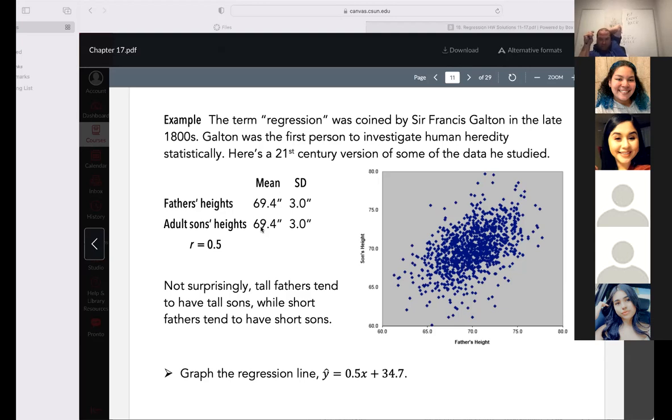When you look at that scatter plot, does it look like it's going up to the right or down to the right? Up to the right, which means we expect some positive correlation here, correct? In fact, R is 0.5, as we already saw. The regression line is y hat equals 0.5x plus 34.7.